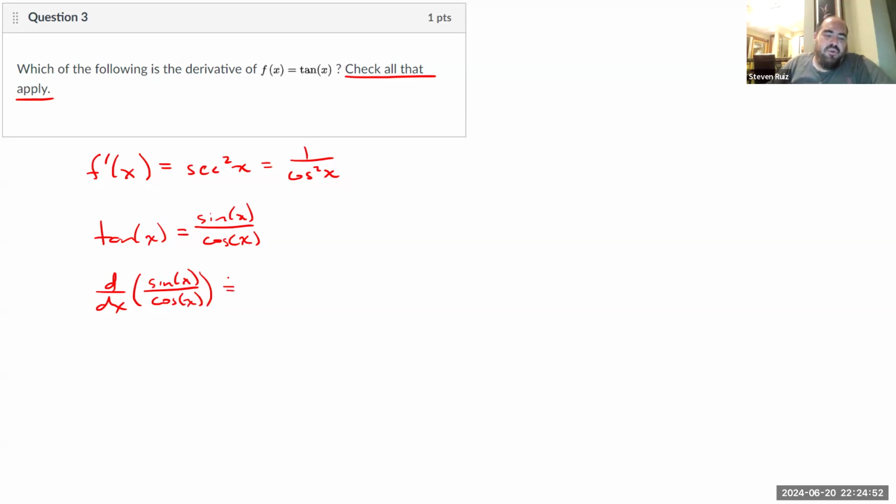That'll be equal to the derivative of sine of x, which is cosine of x, times the denominator, which is cosine of x, minus the numerator, which is sine of x, times the derivative of cosine of x, which is negative sine of x, all over the denominator squared. So that's cosine squared of x.